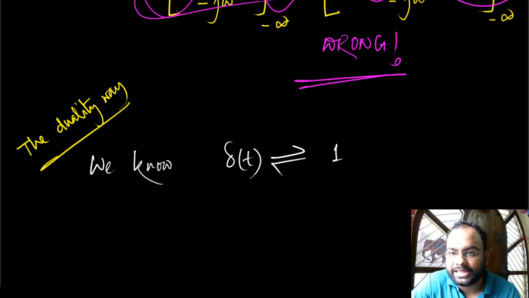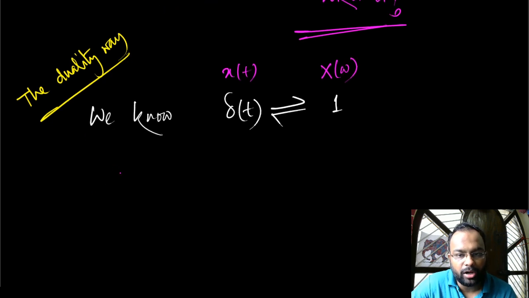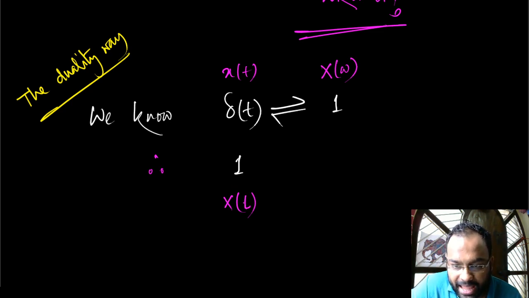Now this is my x(t), try to understand. This is my capital X(omega). Now what do I want to find out? I want to find out the Fourier transform of 1. Now I can consider that 1 to be capital X being here. So capital X was here, now I have brought capital X here. So essentially the principle of duality gives me Fourier transform of Fourier transform, for example.